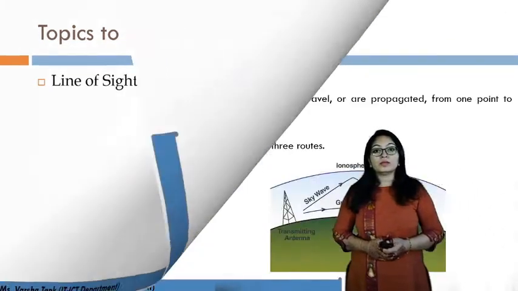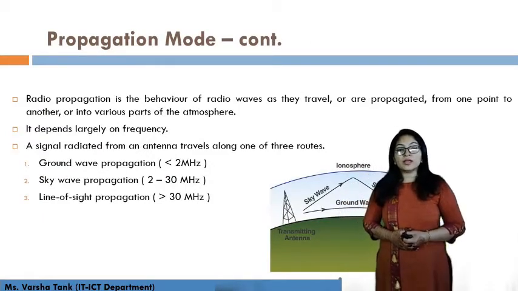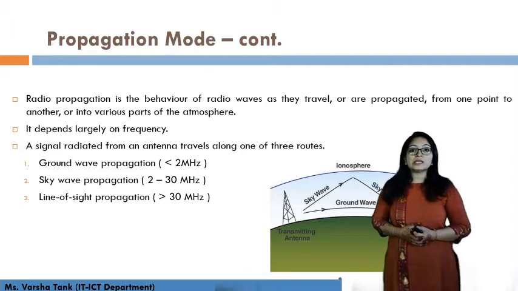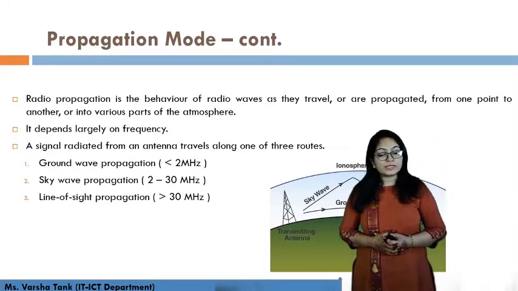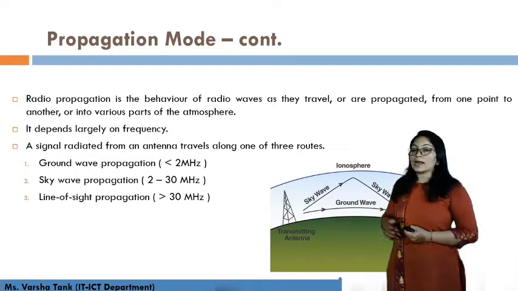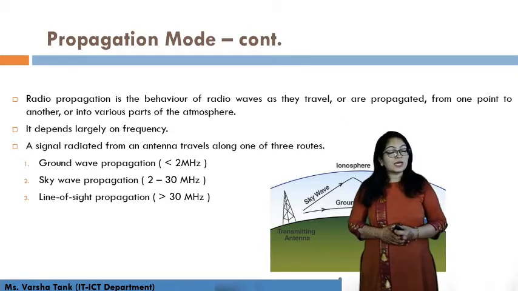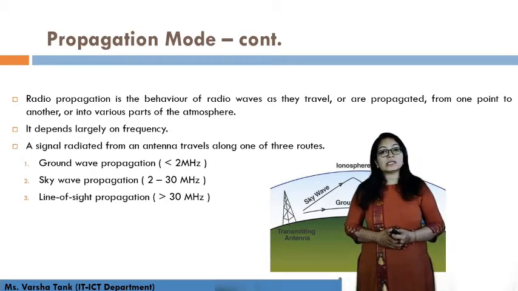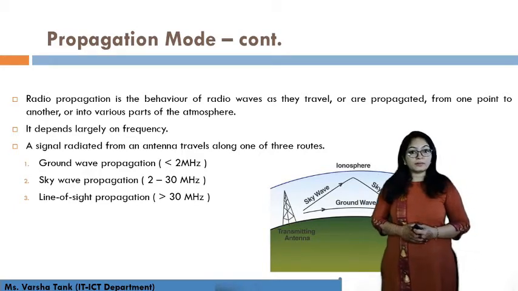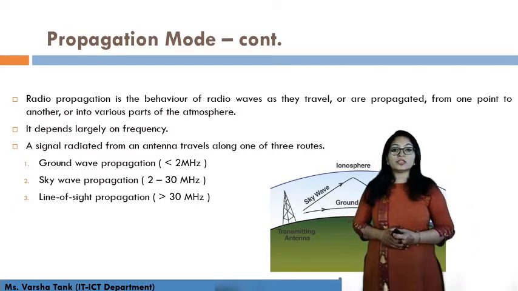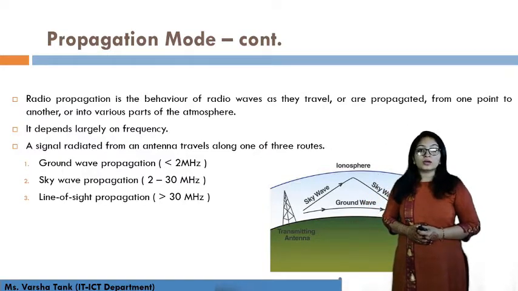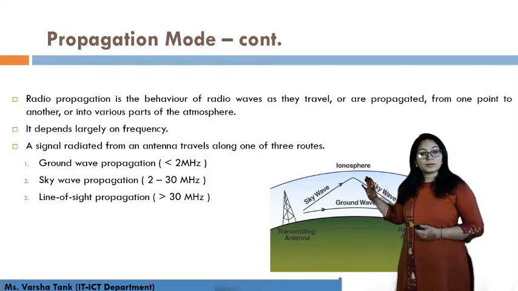First of all, let's recap the propagation modes. In the last lecture we saw that there are basically three types of propagation modes: ground wave propagation, skywave propagation, and line of sight propagation. Ground wave propagation is for frequencies less than 2 megahertz, skywave propagation ranges between 2 to 30 megahertz, and line of sight propagation is for frequencies more than 30 megahertz.